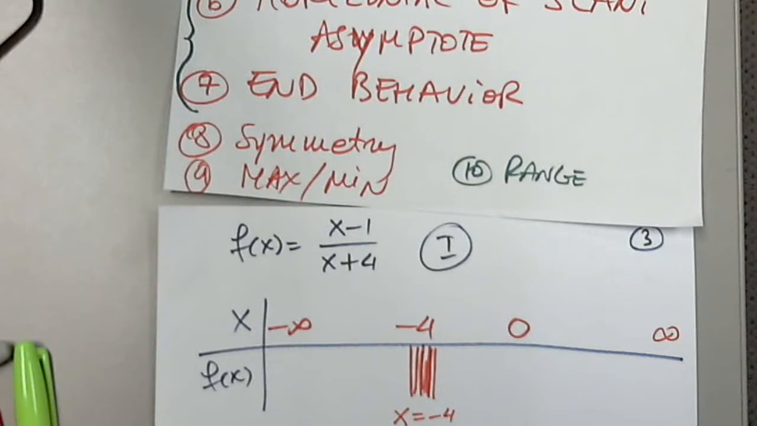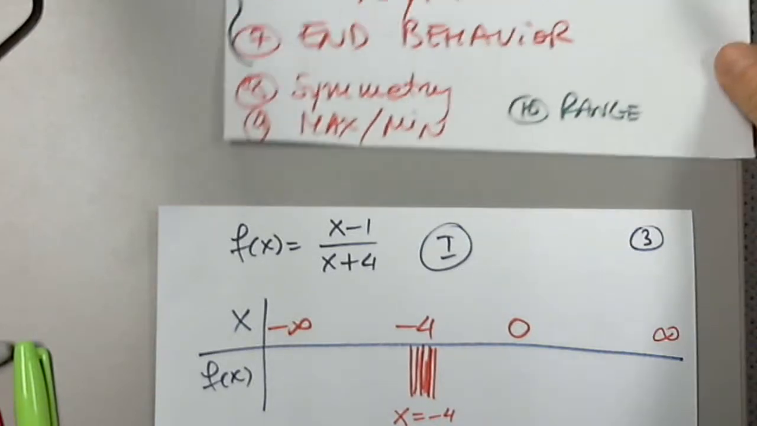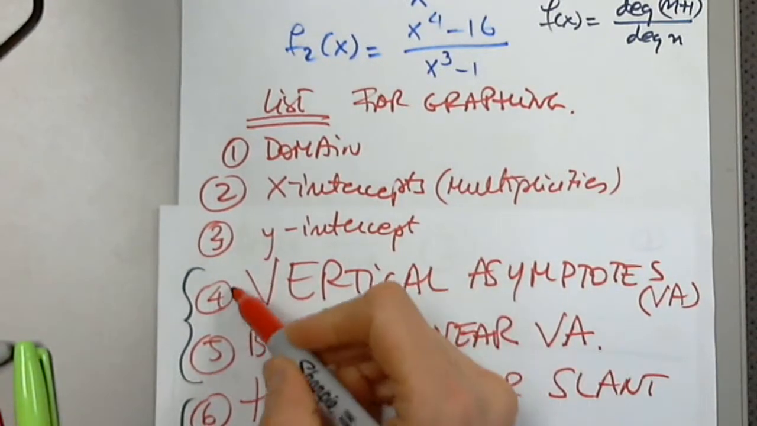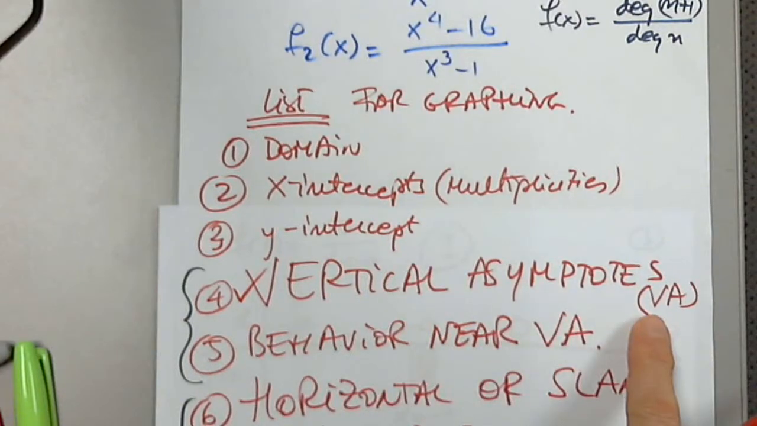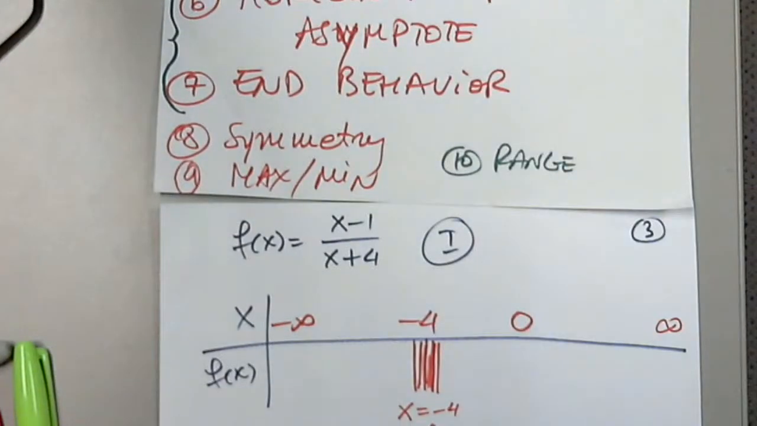So that is this piece, the vertical asymptote. Since the function is undefined at only one x value, it happens that it has only one vertical asymptote. What if the function is undefined at negative 5 and at 2? That's 2. It will have 2 vertical asymptotes. But in this case, we have only one.